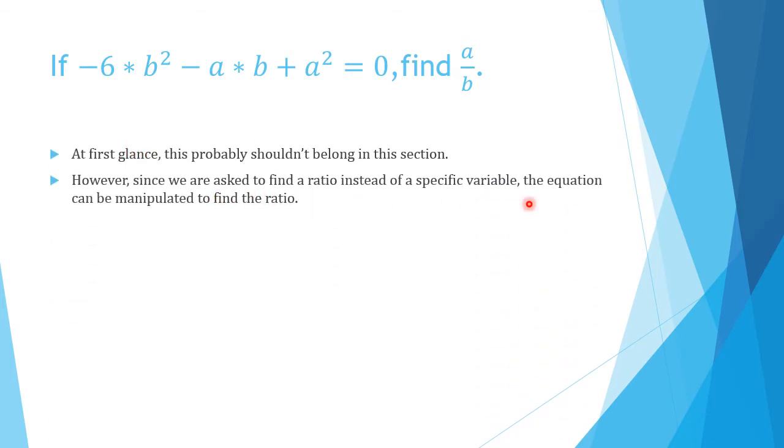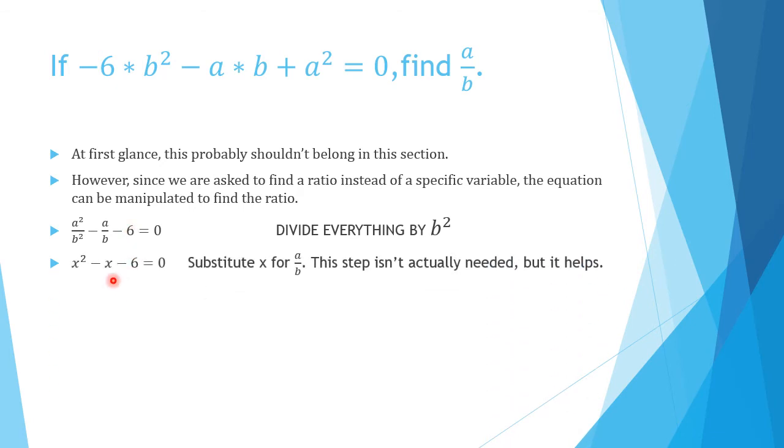Since we have to find a ratio, the equation must be manipulated to find the ratio. So if we divide everything by b squared, we get this, which is a quadratic, because if we set the variable to be a over b, we get a squared. This will be x squared, this will be x, and this will be x to the 0. So we substitute x for a over b. This helps us think about it more clearly.